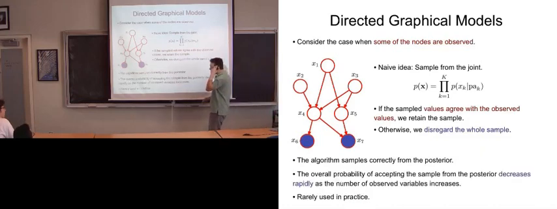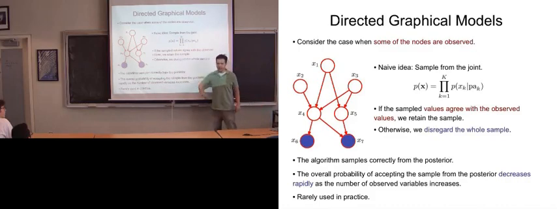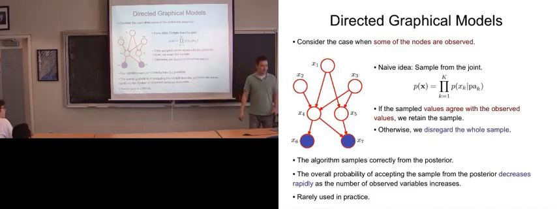But the overall probability of accepting such a sample is going to be decreasing rapidly, right? As the number of examples increases, or the dimensionality of your data increases, right? Think about a computer vision application. I can give you a computer vision application.